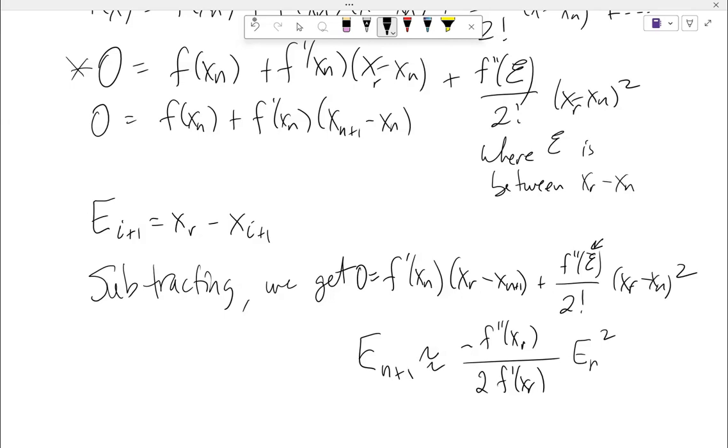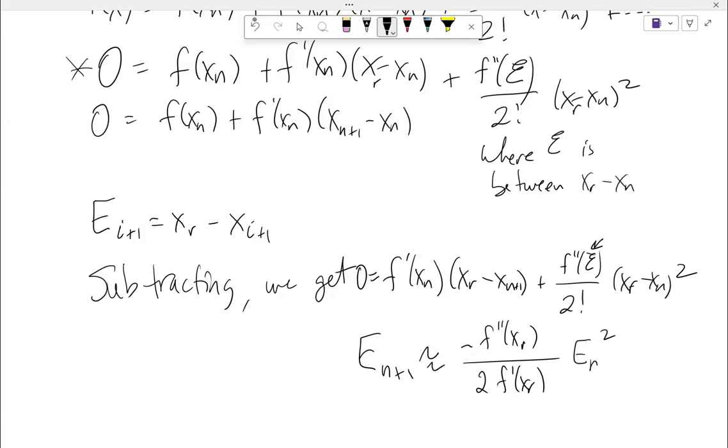Okay. But let's look at this. Notice that we've written it in terms of the second derivative and the first derivative at the root. Does the root change? No. So this is just some constant. For the whole problem, this is just some constant, right?